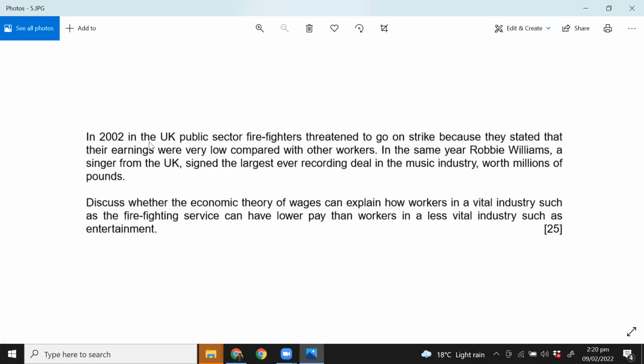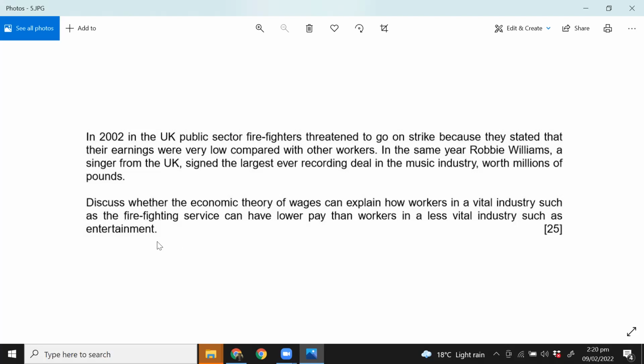The question says, in 2002, in the UK public sector, firefighters threatened to go on strike because they stated that their earnings were very low compared to other workers. In the same year, Robbie Williams, a singer from the UK, signed the largest ever recording deal with the music industry worth millions of pounds. Discuss whether economic theory of wages can explain how workers in a vital industry such as the firefighting service can have lower pay than workers in a less vital industry such as entertainment.